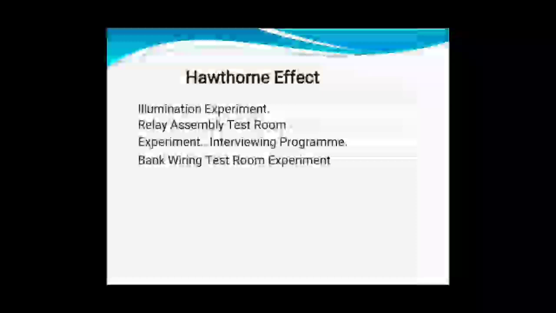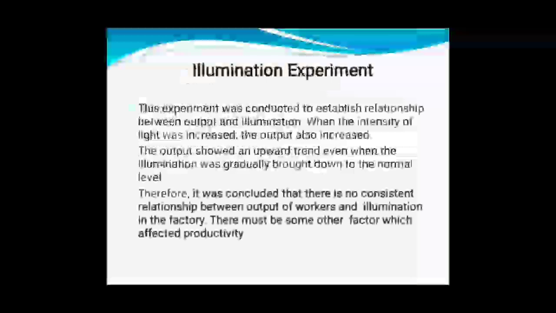Hawthorne effect, we can understand, was explained with the help of experiments. These were 4 types of experiments: illumination experiment, relay assembly test room, an interviewing experiment, and bank wiring test room experiment. So Hawthorne gave 4 kinds of experiments showing the effect of the organizational behavior of employees and employer relationship. So let us see these experiments.